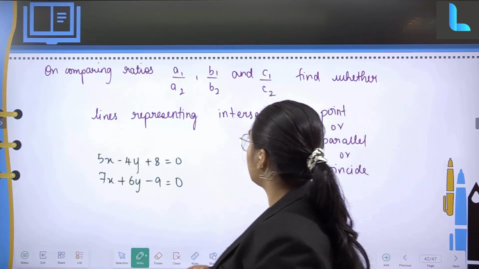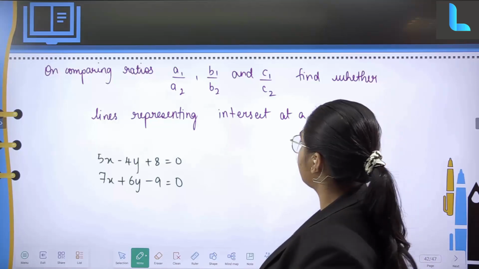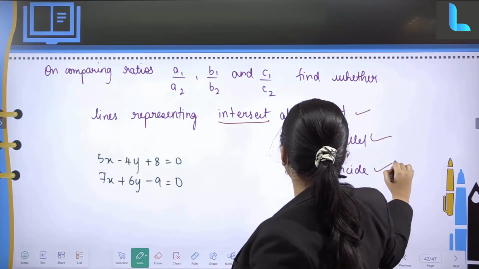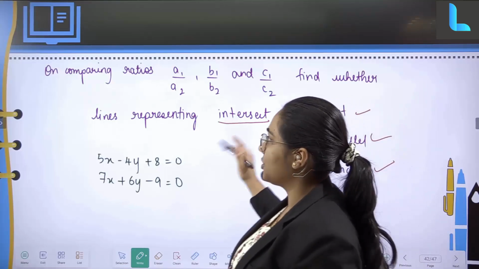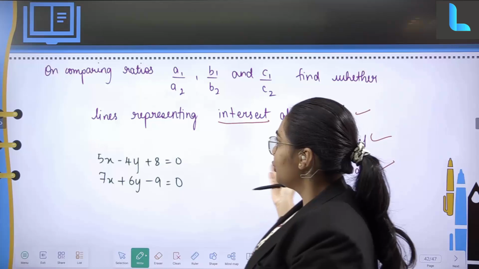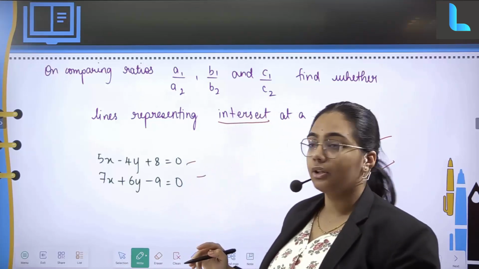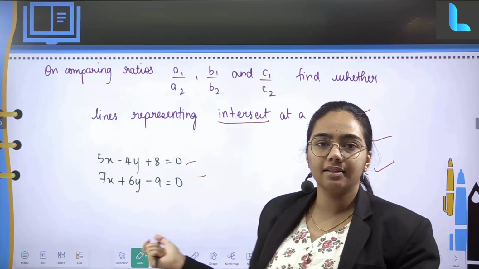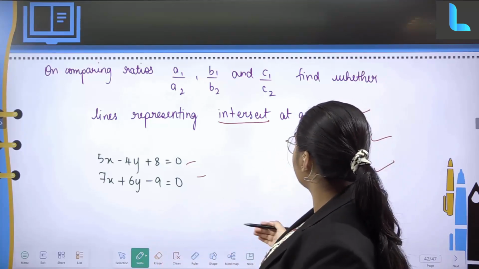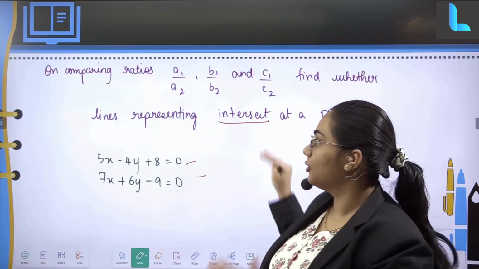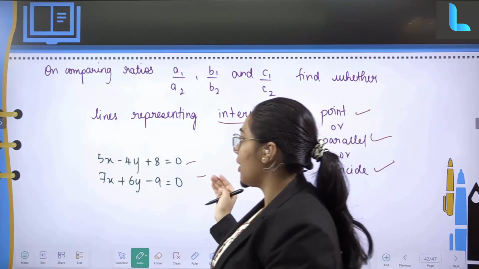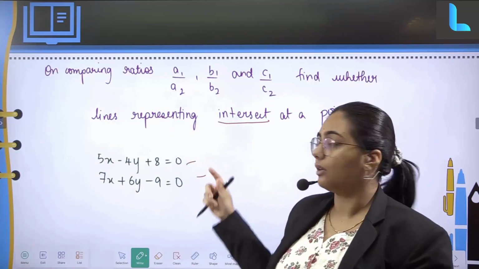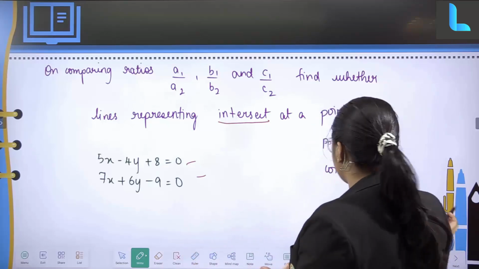The next question, comparing ratios, that is a1 upon a2, b1 upon b2 and c1 upon c2. You have to find out whether the lines intersect at a point, or are parallel, or coincide. This type of question is basically for 4 marks. Over here, two equations are given. You have to compare them with the ratios and cross verify using the table. Whichever is satisfied, you write, but you have to show all the three workings, and then write the conclusion for this particular answer.